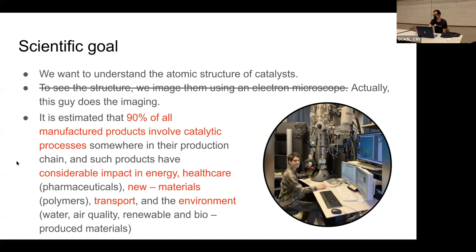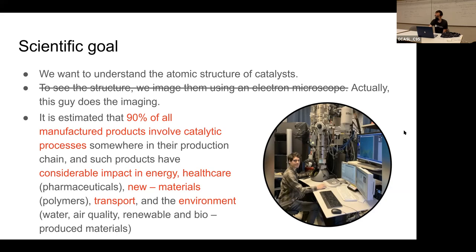And in order to understand those catalysts and possibly to improve their design, you want to actually look at the atomic structure and try to understand what is going on. And in order to do that, they use this giant electron microscope. Shreyas, I don't know if you want to add anything about the application. No, I mean, that's about it.